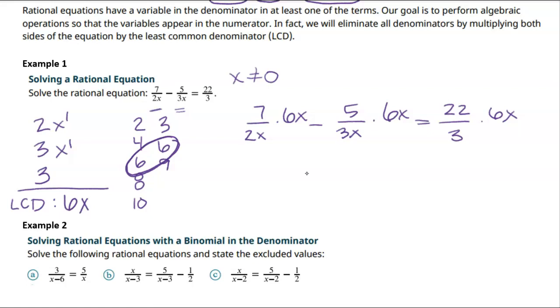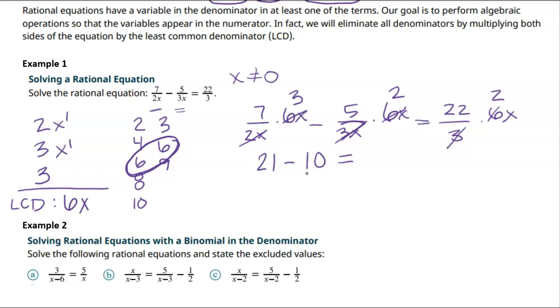All right, when I look here, I have a 2x and a 6x. Those would cancel. Multiplication, division, those would cancel, and I'd be left with 3. So I have 21 minus, here I have 3x and 6x. I'd be left with 2, so 10. And then just the 3 and the 6 cancel here.